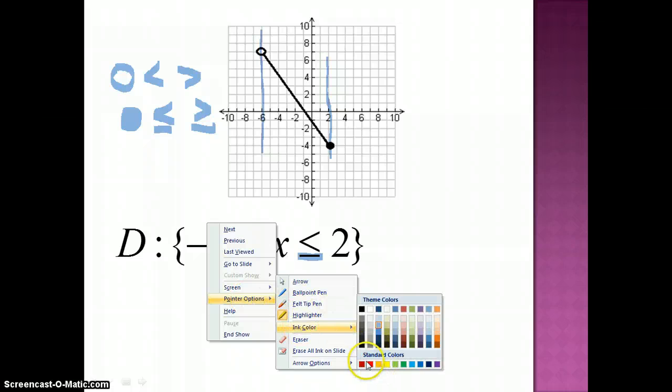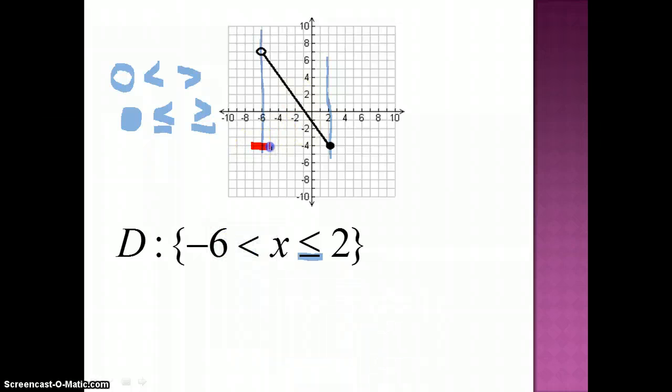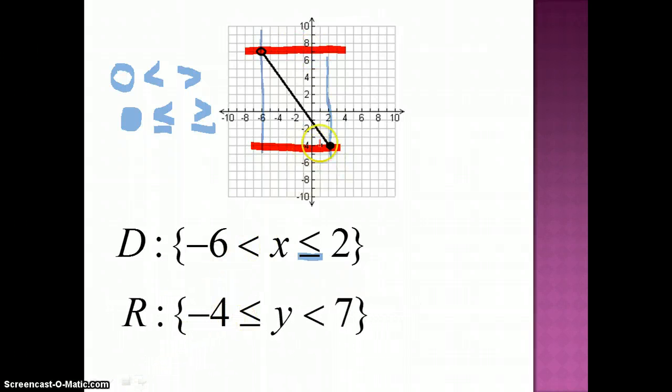So with range, you're going to go to the bottom point or lowest point to the highest point. So my range goes from -4 to +7. So at -4, since it's a closed circle, we have a line. And at 7, since it's an open circle, we have no line.